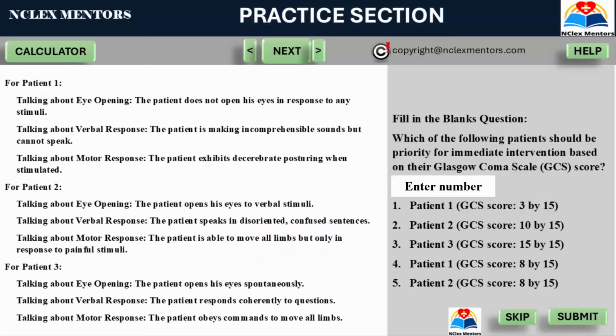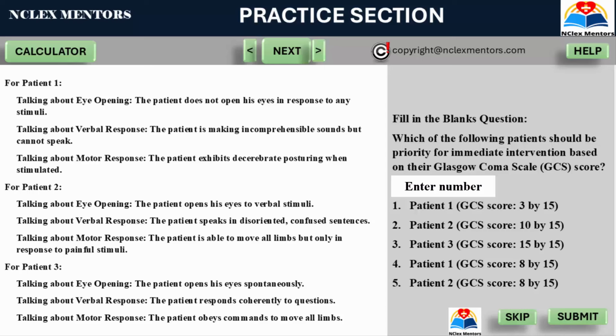The next question is a fill-in-the-blanks type. Take a moment to really study these patient case studies carefully. This one is important. Let's look at patient 1. Eye-opening: the patient does not open his eyes in response to any stimuli. Verbal response: the patient is making incomprehensible sounds but cannot speak. Motor response: the patient exhibits decerebrate posturing when stimulated.